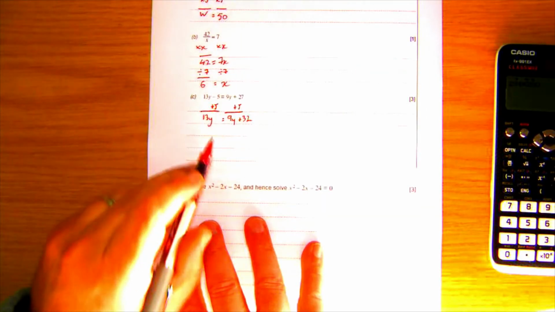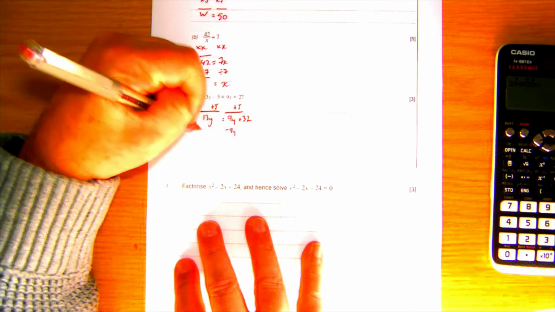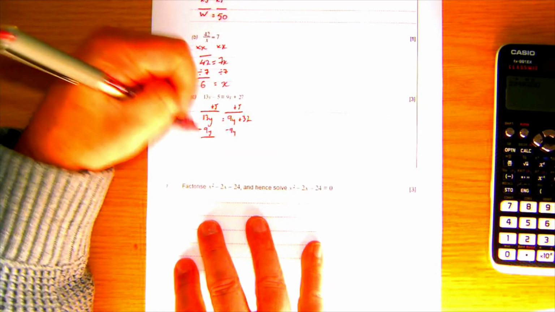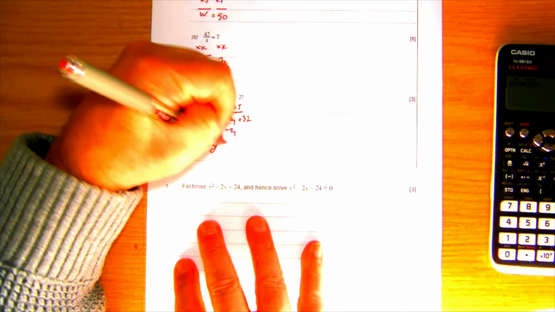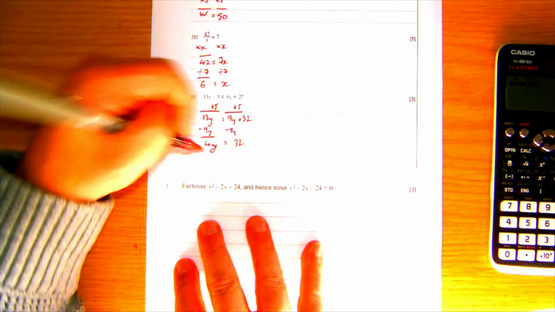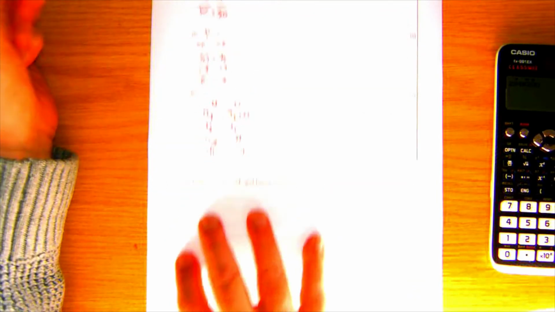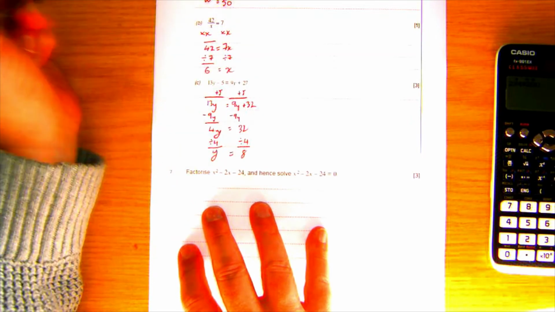Now I want to get rid of the y from this side, so I subtract 9y, which means I have to subtract 9y from there. 13 take away 9 is 4y equals 32. Then to get the y on its own, we divide by 4, which means we have to divide that side by 4, leaving me y equals 8.